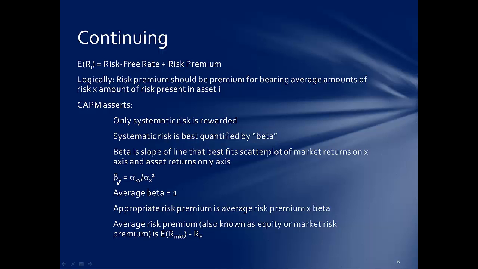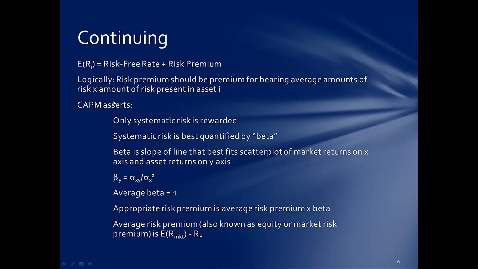So to get the beta of an asset, for instance Walmart, you just take the covariance between Walmart and the market, and you divide it by the variance of the market. Average beta is 1, so assets with average systematic risk have a beta of 1.